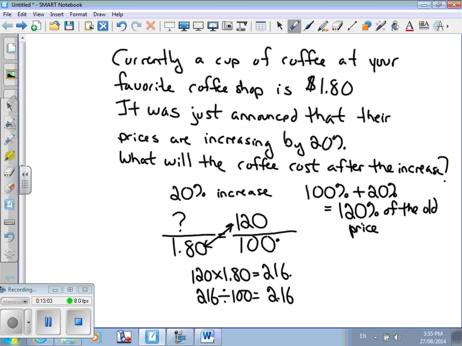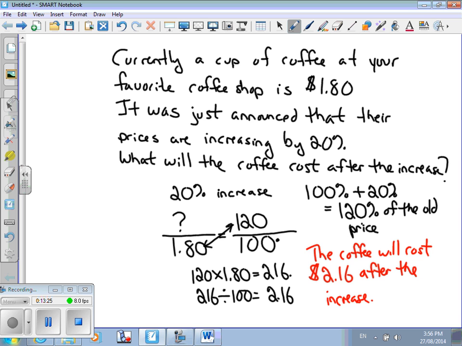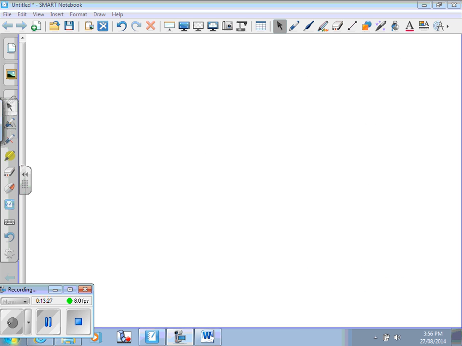And finally, we'll end off by saying the coffee will cost $2.16 after the increase. Let's look at one more very similar to that, but we'll look at a percent decrease problem.